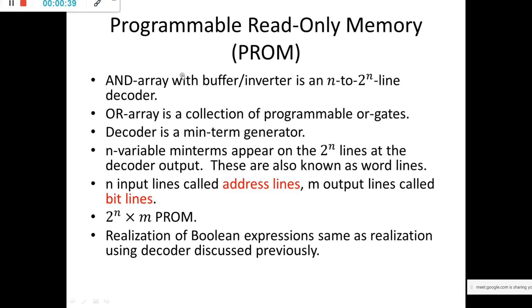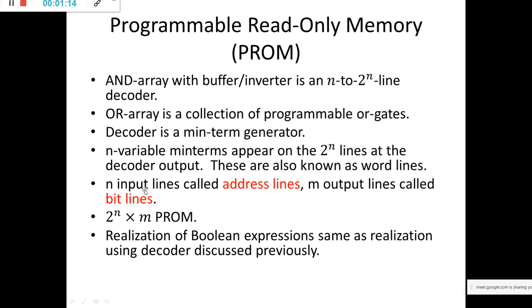In PROM, the AND array is fixed. It is nothing but an n to 2 raised to n line decoder AND array. The OR array is programmable, that is, fuses can be blown or you can have the desired functional values here. The decoder is a minterm generator. N variable minterms appear on the 2 raised to n lines at the decoder output. These are also known as word lines.